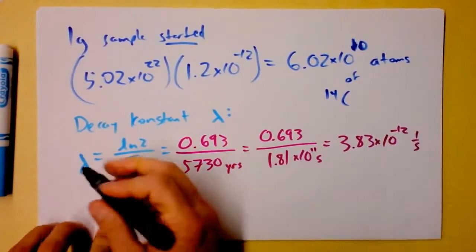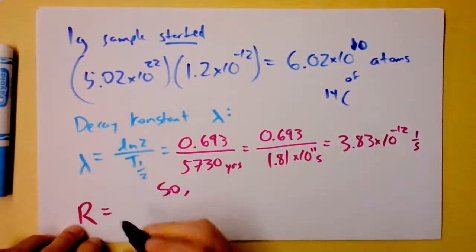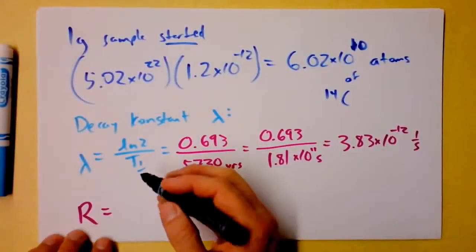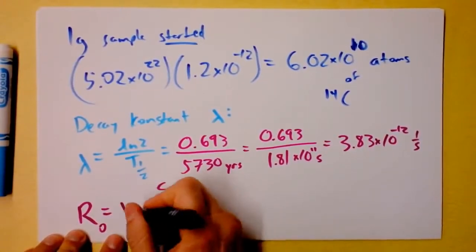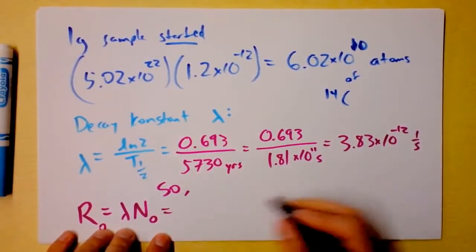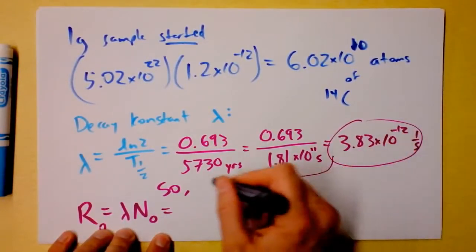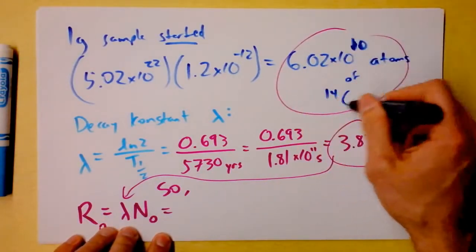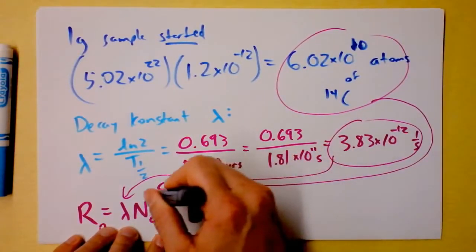So let's get our little rate here. Remember, we're looking ultimately for the initial activity. Initially the activity is lambda times the initial number of those atoms right there. So we can multiply these. We've got lambda right here, and we've got the original number right here. So I'll plug this in here.